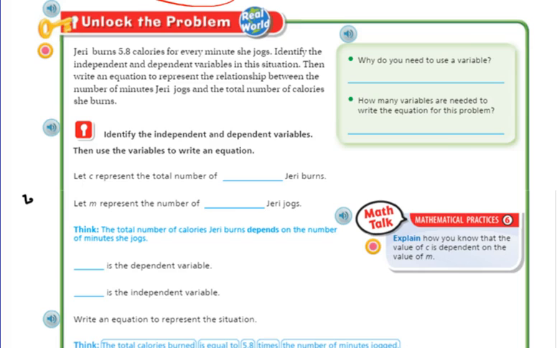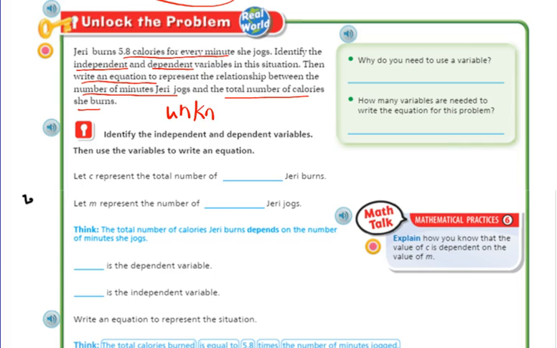Jerry burns 5.8 calories for every minute. So that is the relationship of how many calories she burns per 1 minute. Identify the independent and dependent variables in this situation. So I have to identify the independent and dependent variables. Then write an equation to represent the relationship between. So I'm going to write an equation to represent the relationship between the number of minutes Jerry jogs and the total number of calories she burns. These are our two unknowns. Okay, so these are our unknowns.